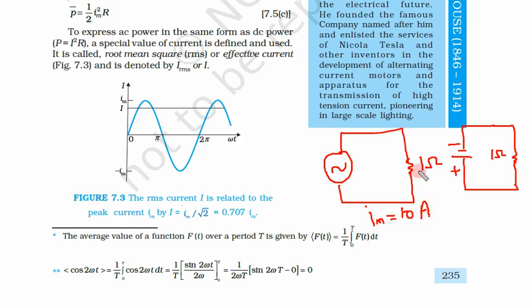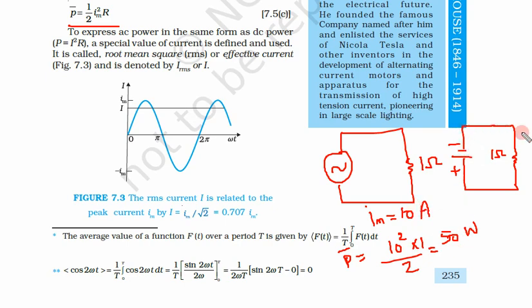So what is the power consumed here? Power consumed here is I square R upon 2. That is the average power consumed in an AC circuit. Maximum current is 10 ampere. So power consumed is 10 square into 1 ohm upon 2. That means 50 watt. This is the power consumed.